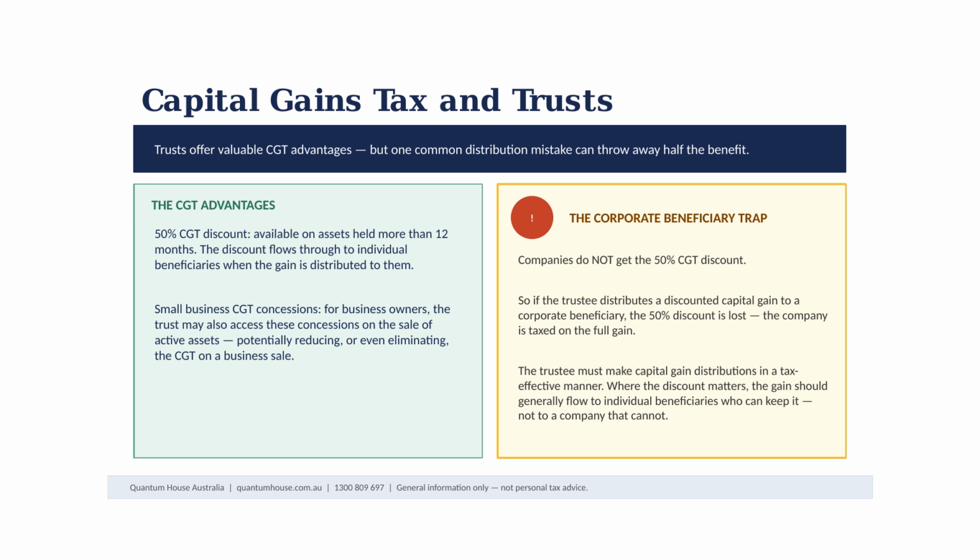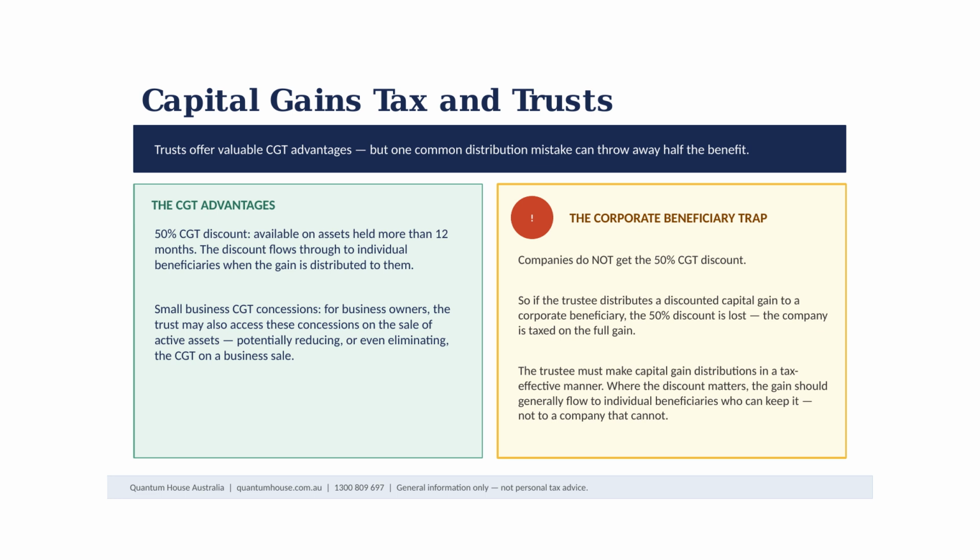Now the trap, and it catches people out regularly. Companies do not get the 50% CGT discount. So if the trustee distributes a discounted capital gain to a corporate beneficiary, that discount is lost. The company is taxed on the full gain. You have effectively thrown away half the benefit.